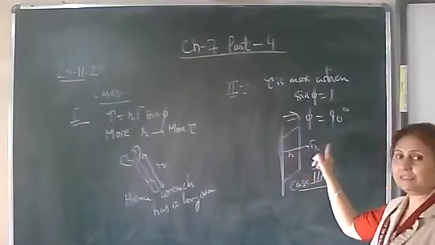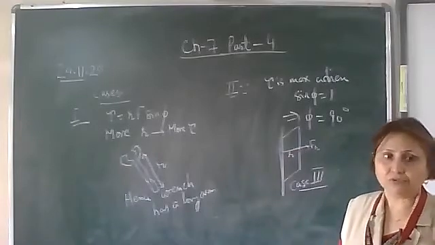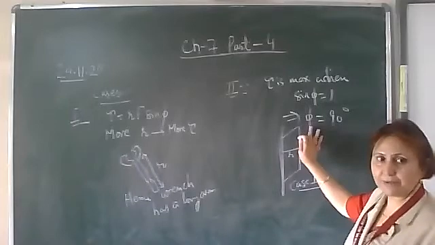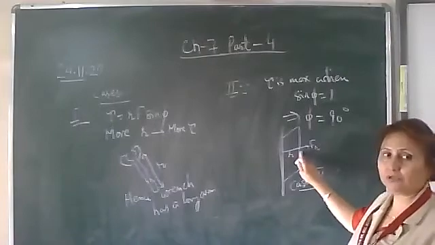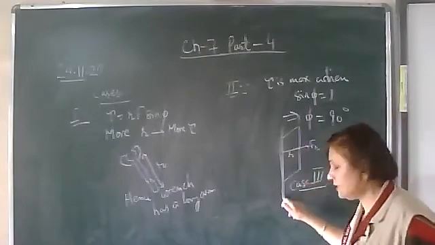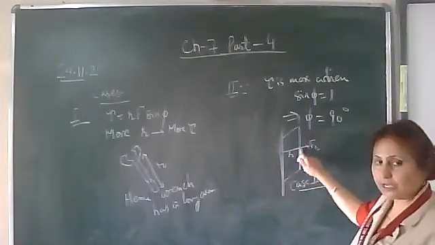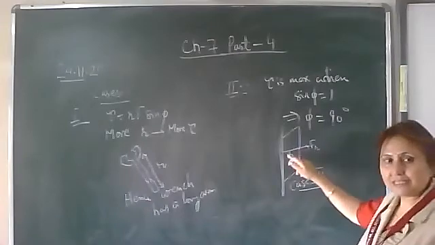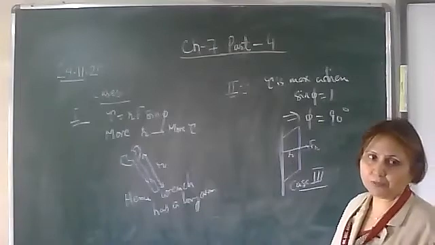So if you are applying the force parallel to the plank of the door, you won't be able to open or shut the door. How do you have to apply the force? Perpendicular to the plank of the door. Then only the door can be rotated about its axis of rotation, that is about the hinge. If you are applying the force parallel to this R, that is parallel to the plank of the door, you won't be able to open or shut the door.